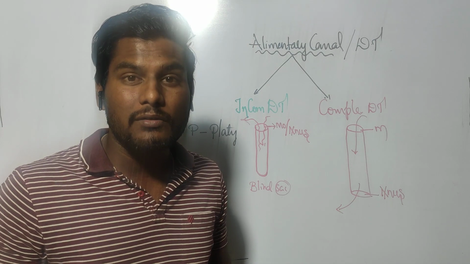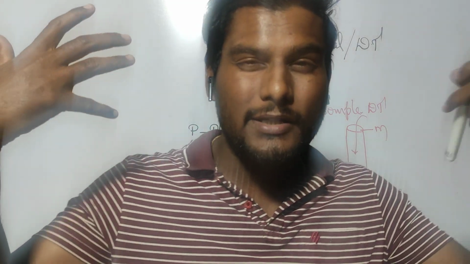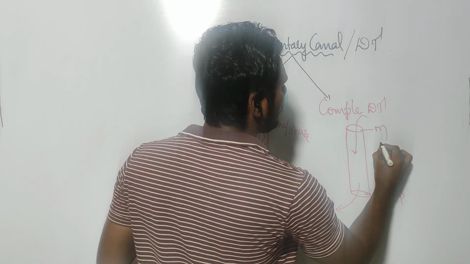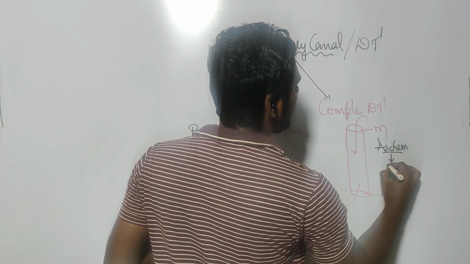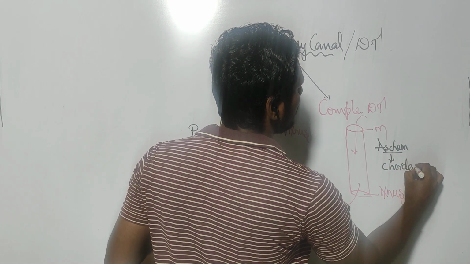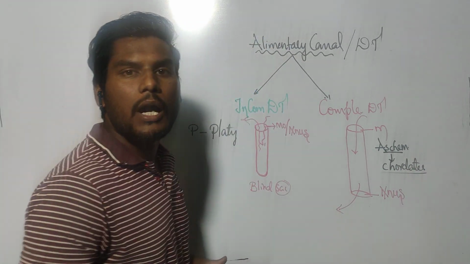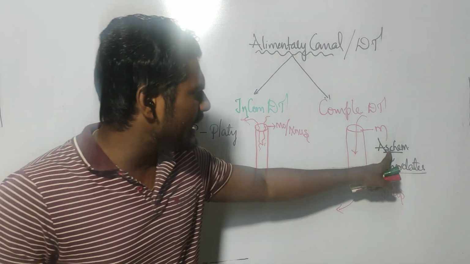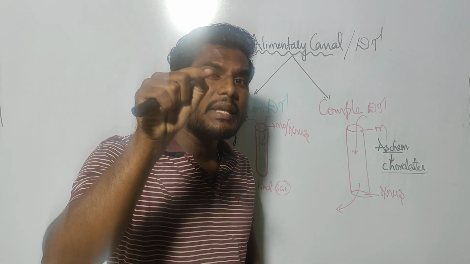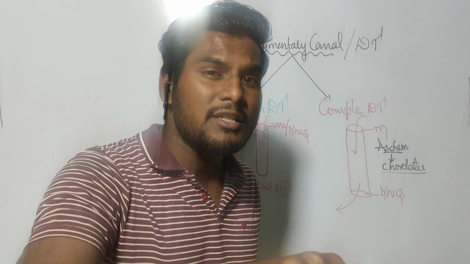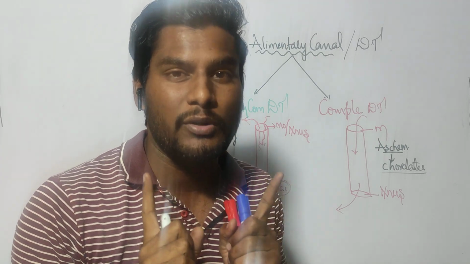From which phylum onwards are we seeing this complete digestive tract? It is seen from Aschelminthes. Aschelminthes up to where? Chordates. Aschelminthes up to chordates. Aschelminthes is which type of coelom? Pseudocoelom. Pseudocoelom is showing which type of digestive tract? Complete type of digestive tract.